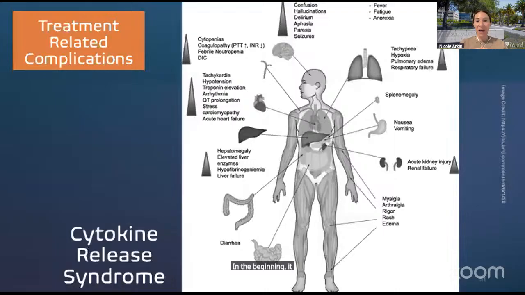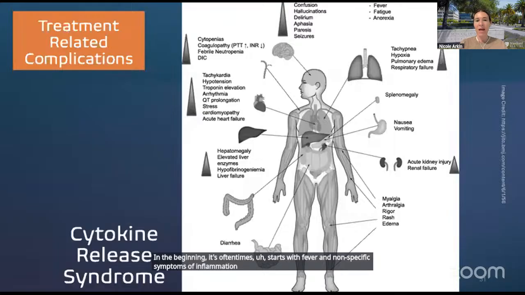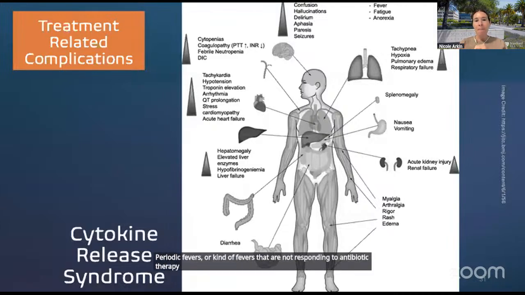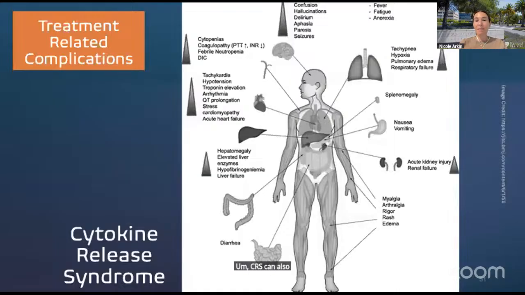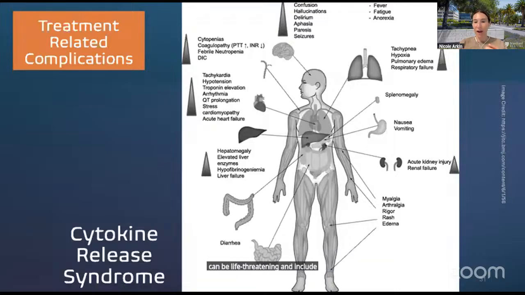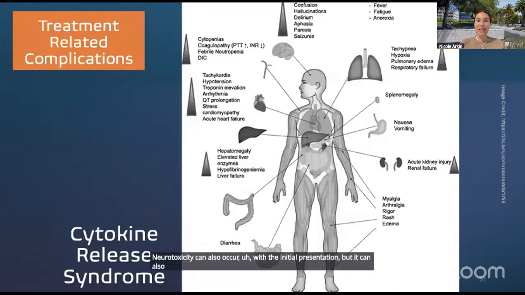In the beginning, it oftentimes starts with fever and nonspecific symptoms of inflammation. So someone who's getting periodic fevers or fevers that are not responding to antibiotic therapy. CRS can also impact many different organ systems, and mild cases can look like a flu-like illness. More severe CRS can be life-threatening and include cardiovascular, pulmonary, and renal involvement. Neurotoxicity can also occur with the initial presentation, but it can also be more delayed.